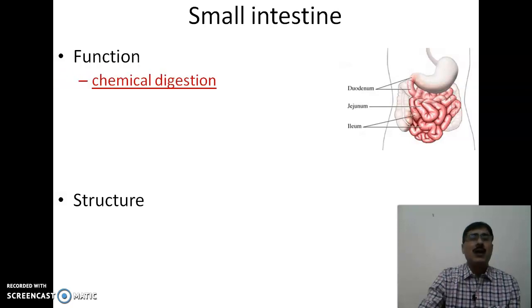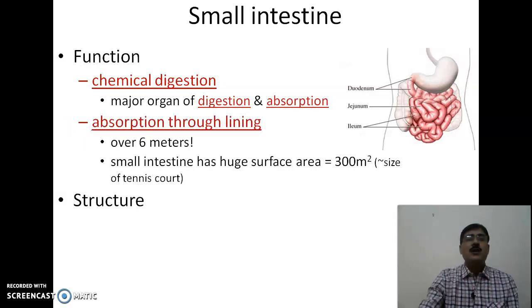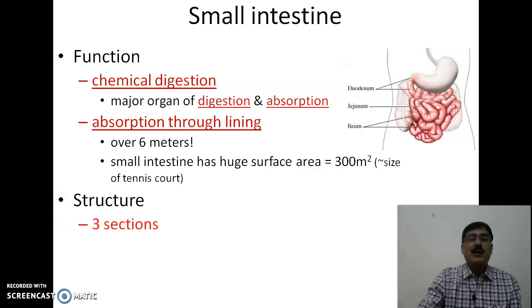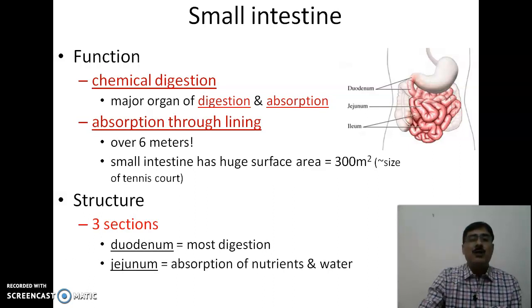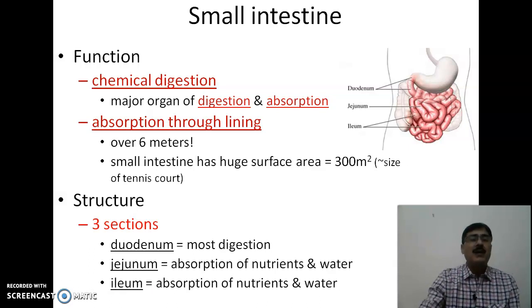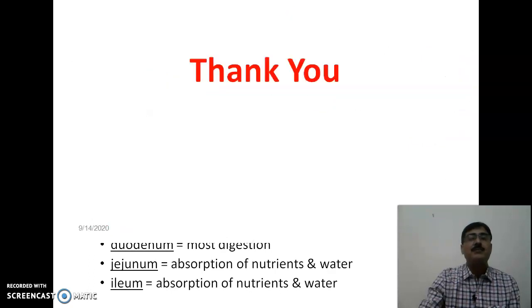The functions include chemical digestion. It is the major organ of absorption because of its length of over 6 meters and surface area of approximately 300 square meters, equal to the size of a tennis court. It has 3 sections which we have already discussed earlier on: the duodenum, jejunum, and ileum. So the duodenum is mainly responsible for digestion, while the remaining 2 parts are responsible for absorption of the food material. Thank you.